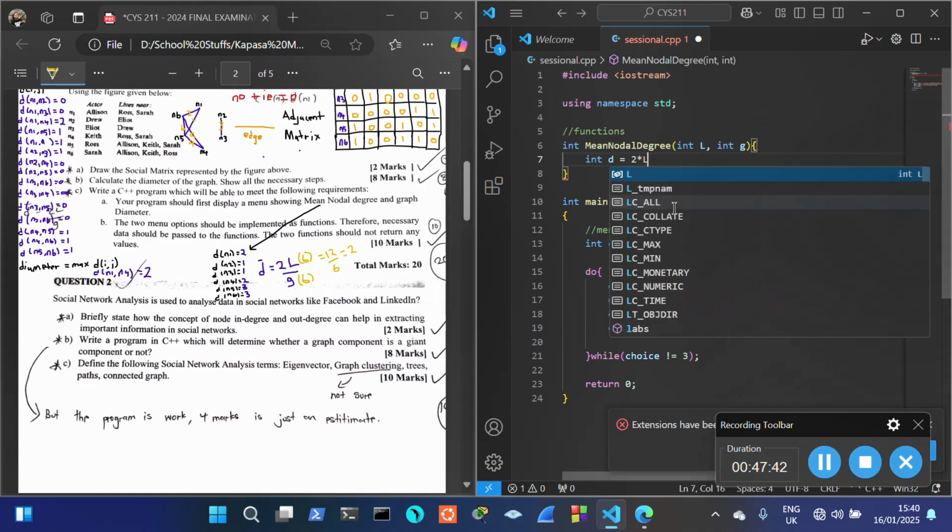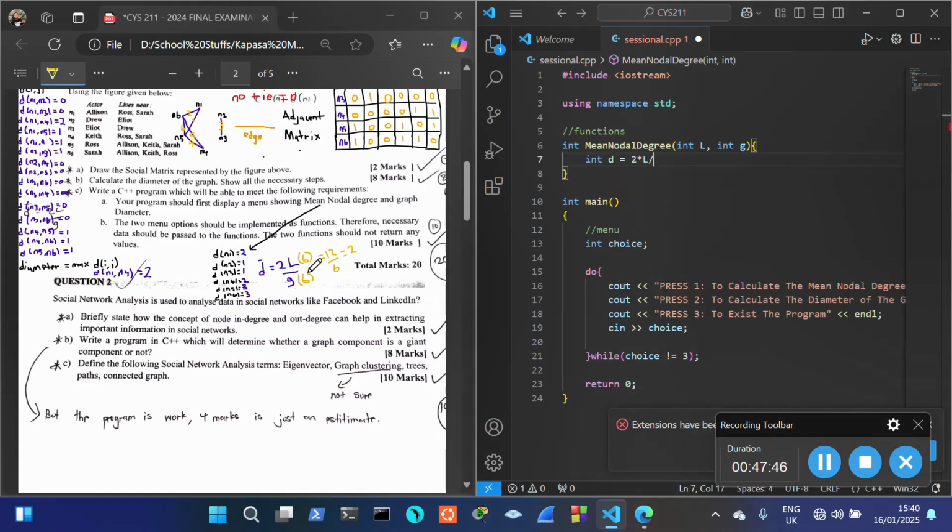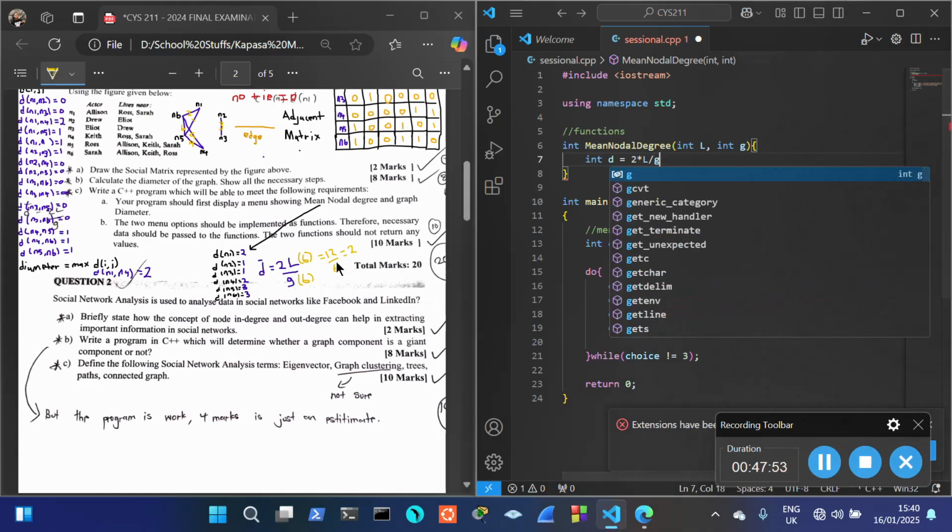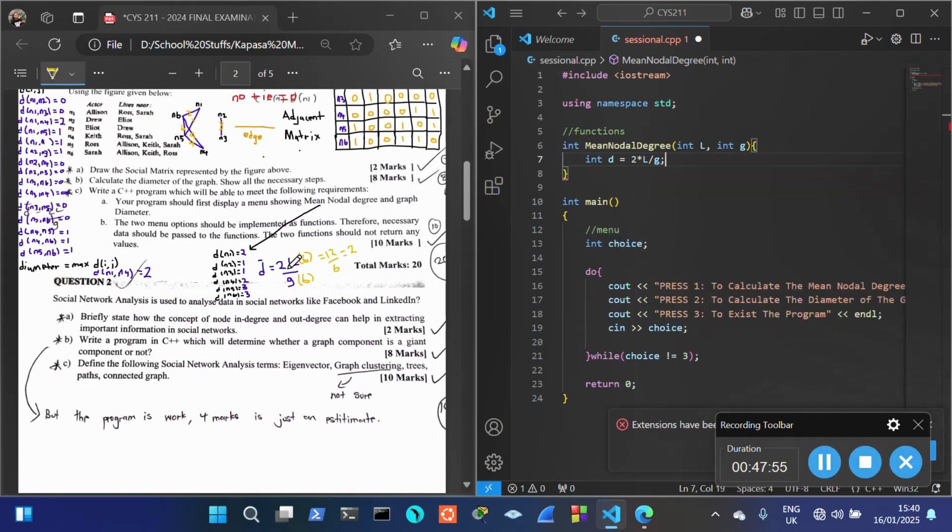So we say L. Then we have divide. So we are going to say slash for division. Then G. So already G is graph nodes. We have it, so we're going to say G. So once our formula is done, we put these symbols showing that our formula is done.